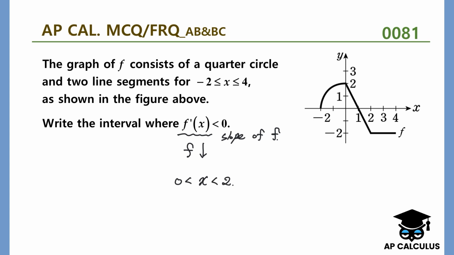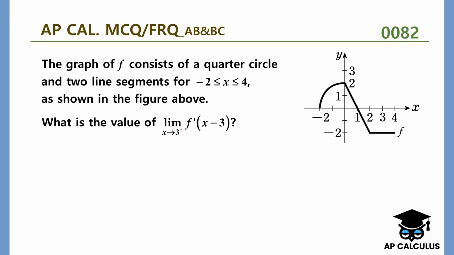We should not include 0 or 2 because at 0 it is not differentiable, right? The f prime is not negative. At 2 it is not differentiable, so f prime doesn't exist. So x has to be between 0 and 2 exclusive.